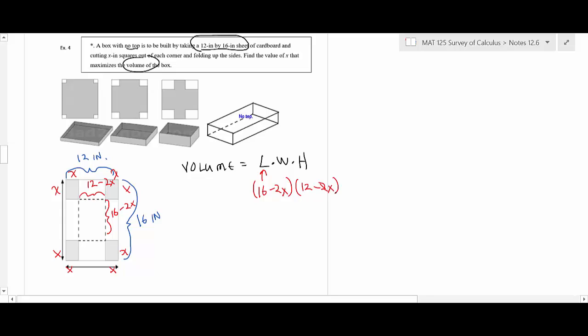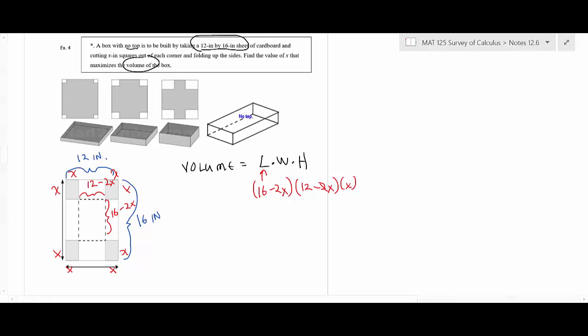Okay, now what's the height? Remember, you're folding it up. So how tall, imagine folding that flap up. How tall is that going to be? X, good. Okay, so you're going to have X. So that's what you have. Okay, so your dimensions after you cut out the squares are 16 minus 2x, 12 minus 2x, and x high. Does that make sense? That's the first thing. Now notice that function already has one variable in it.